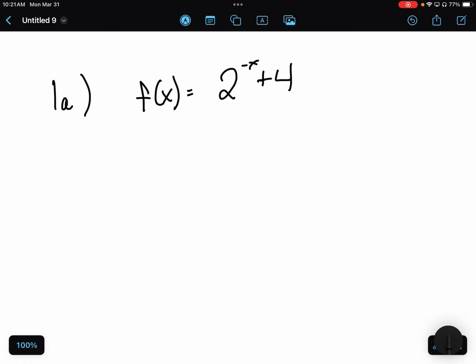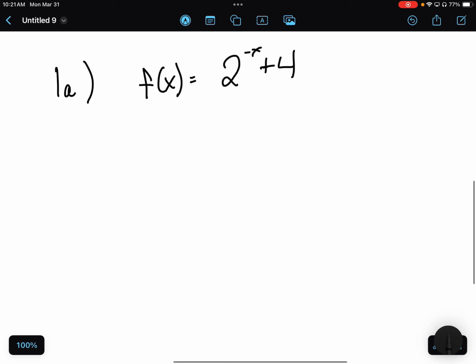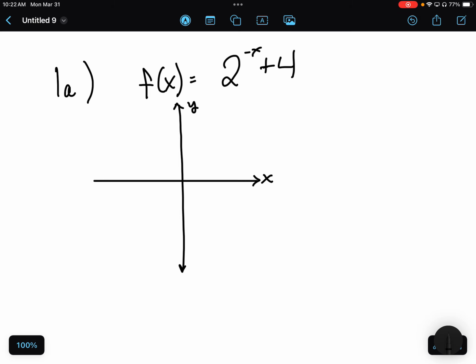All right, 1A. It says for you to graph it, state the domain, range, and asymptotes. Even though it doesn't ask you to do this, it might help you. When you have a number out here, remember that's up 4. So 1, 2, 3, 4. I know it's going to run along this wall, so that'd be y equals 4. That'd be an asymptote.